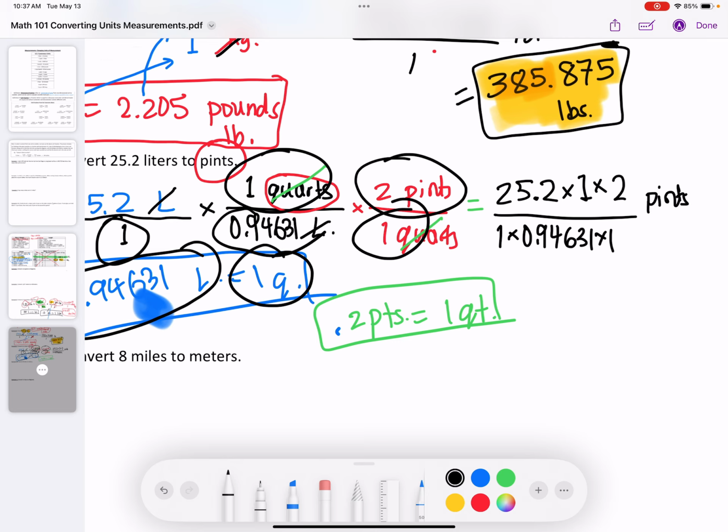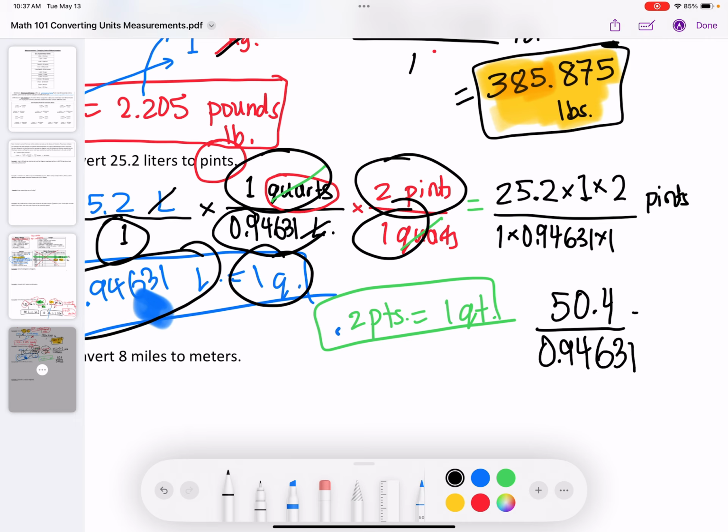Okay, well, the numerator, I think I can do that. 25.2 times 1 times 2 is 50.4. And then the denominator is just that weird decimal 0.94631 multiplied by 1 twice. It's just going to keep that same 0.94631. All right, I think I can handle that.